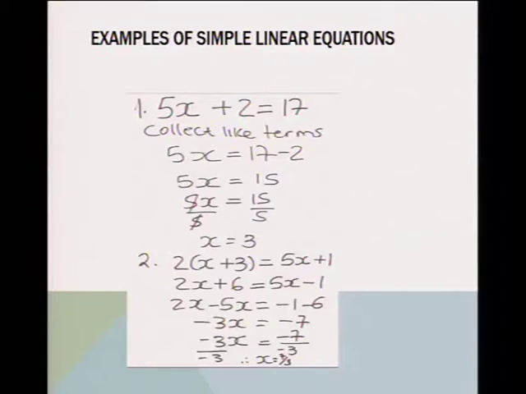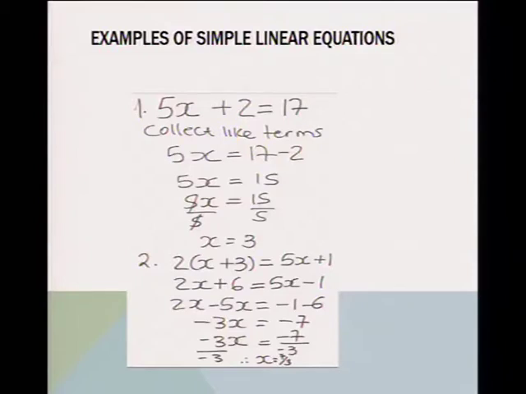Now we are going to take 2 to the other side of the equation. Now whenever a number crosses an equality sign, we say it will change the sign. Okay? On the left hand side it is positive. When it goes to the right hand side, then it becomes negative. So a positive 2 becomes a negative 2 on the right hand side. Then we have 5x is equal to what? 17 minus 2, which is equal to 15.